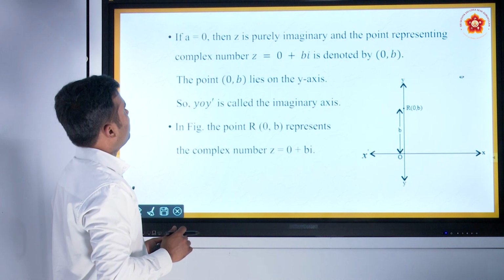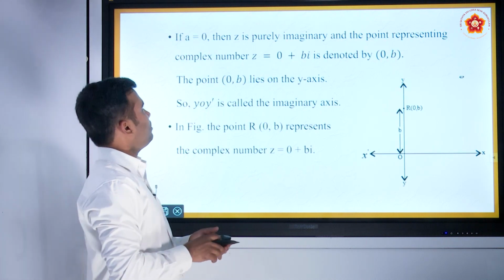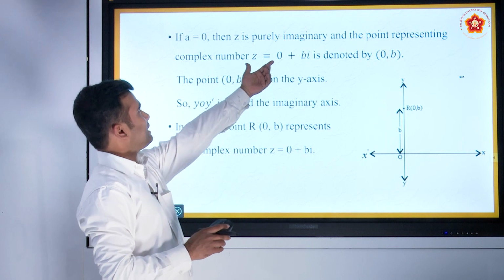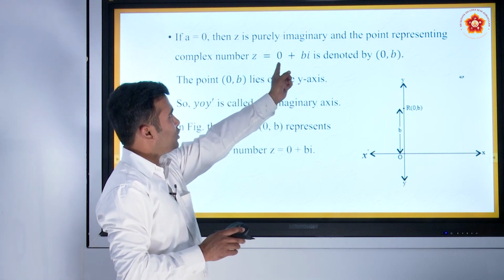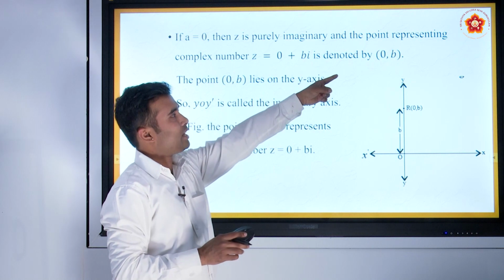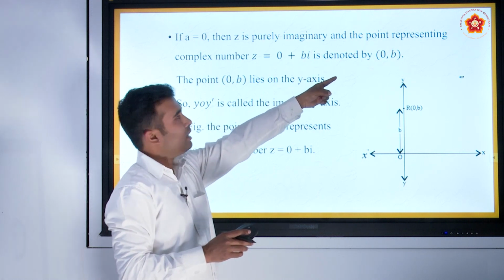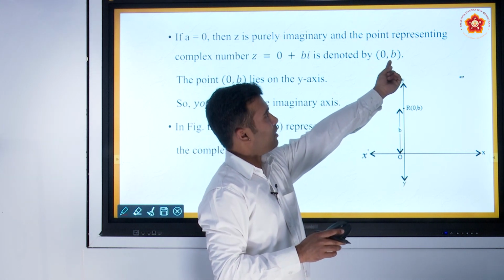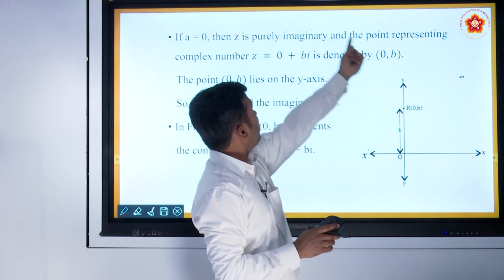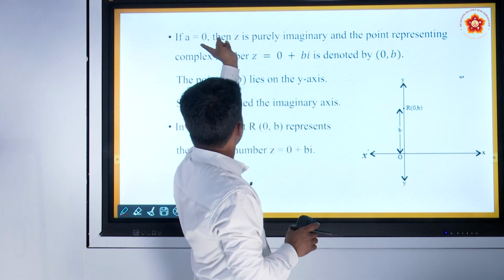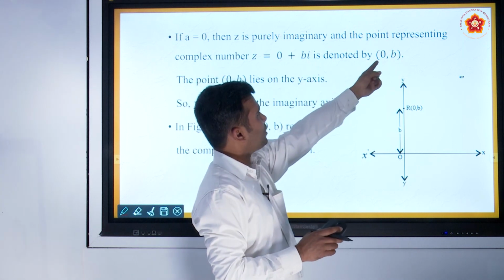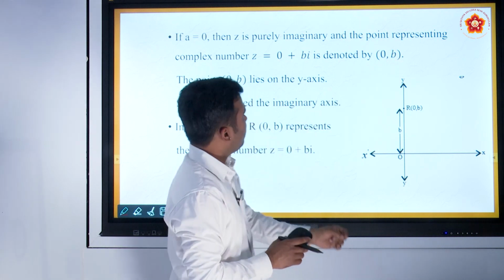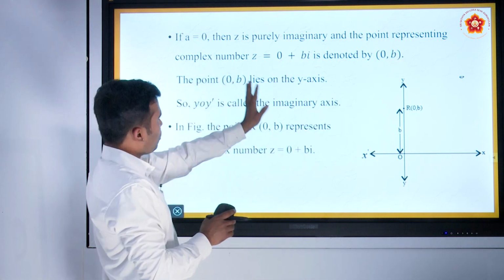We see that if a is equal to 0, then z becomes purely imaginary, and we have represented that z is equal to 0 plus bi, which can be denoted as (0, b). Here this coordinate represents the x coordinate and this represents the y coordinate. The real part is 0, a equal to 0. The real part of z is 0 and the imaginary part of z is not equal to 0, which we have written as b. So now the complex number is purely imaginary.